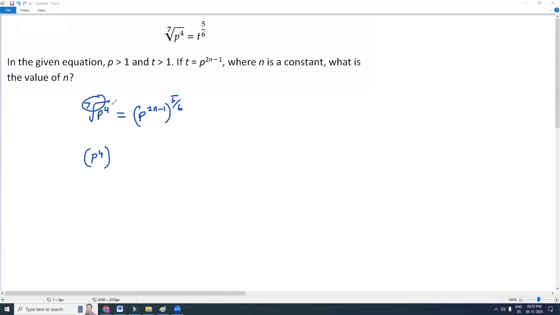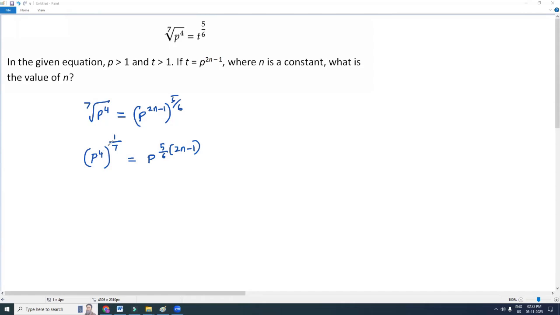Now I am going to write this radical as an exponent. Then the exponent will be a fraction with numerator 1, and the denominator is the index of the radical, that is 7. Here a power is raised to another power. Whenever a power is raised to another power, we can multiply the two exponents. Then we get 5 over 6 times 2n negative 1.